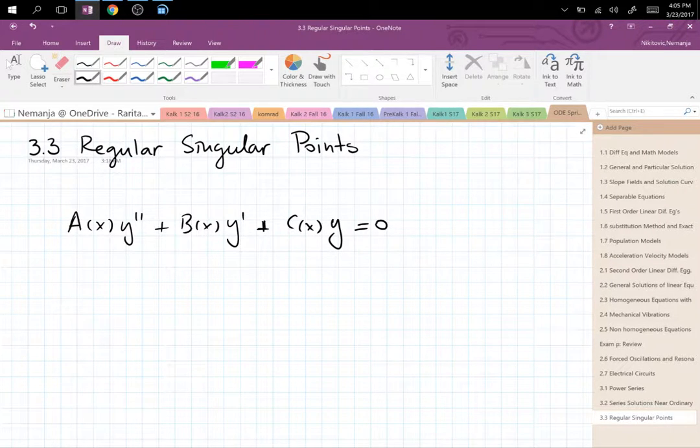First of all, what is a regular singular point? So a singular point happens when a(x) is equal to 0. If that's the case, then that x is a singular point.